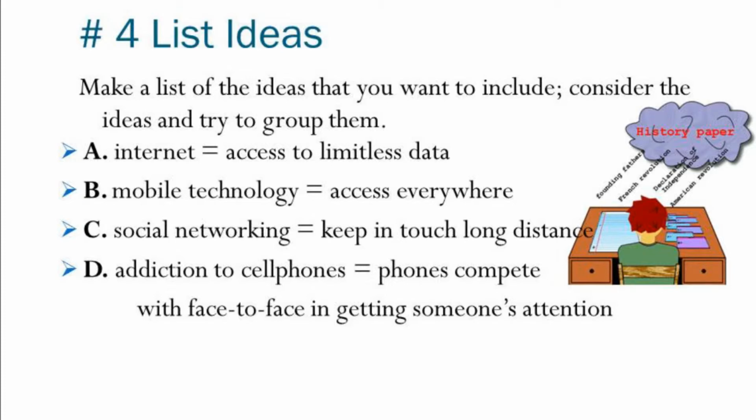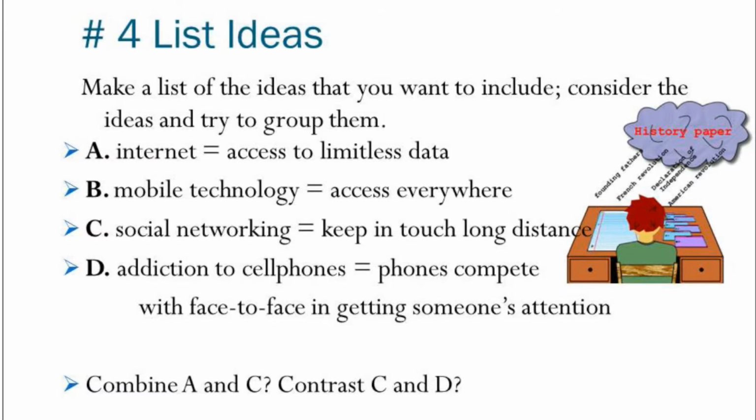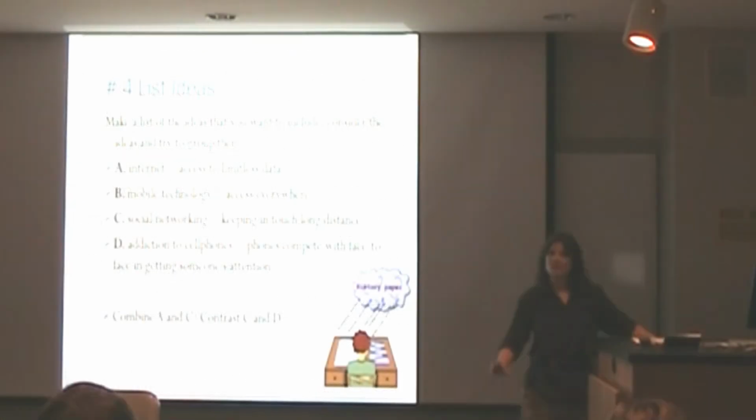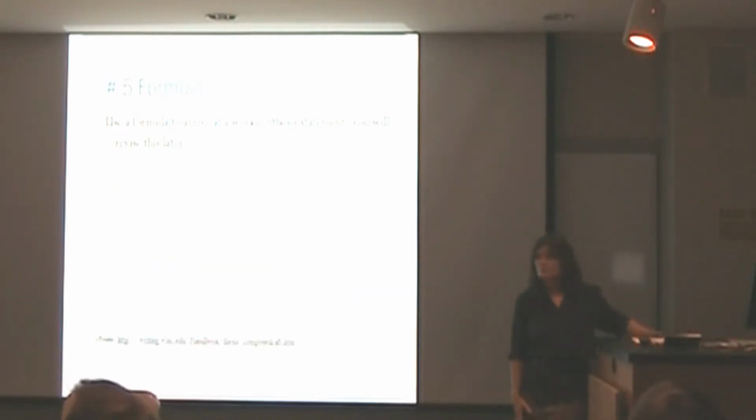Social networking is when you're keeping in touch long distance, and addiction to cell phones is the issue I'm really interested in, which has to do with how phones compete with face-to-face in game states. So you lay these things out, and then you try to figure out, well, maybe I need to combine two of them. Which two will work best? And that's where you get the basis for what your ideas are going to be that you'll then create into it.